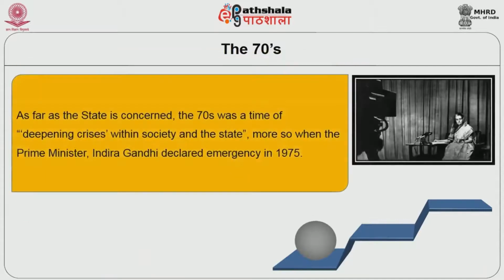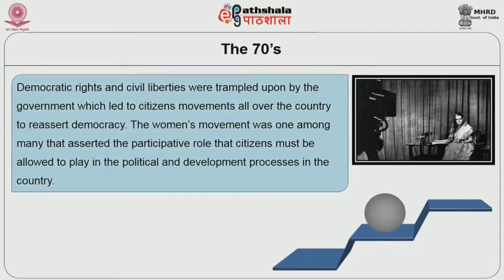As far as the state is concerned, the 70s was a time of deepening crises within the society and the state, more so when Prime Minister Indira Gandhi declared emergency in 1975. Democratic rights and civil liberties were trampled upon by the government, which led to citizens' movements all over the country to reassert democracy. The women's movement was one of the many that asserted the participative role that citizens must be allowed to play in the political and development process in the country.